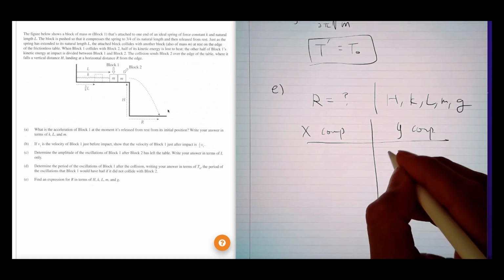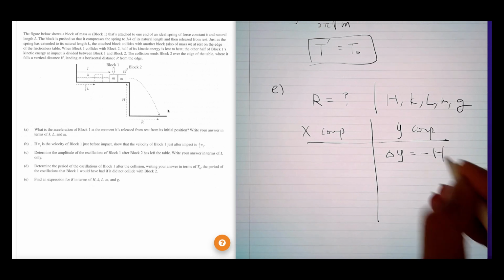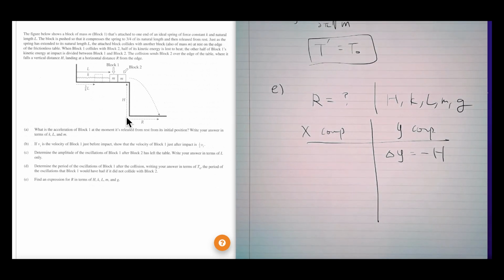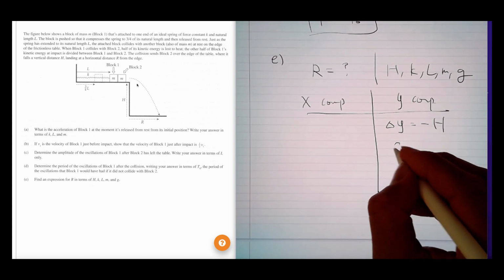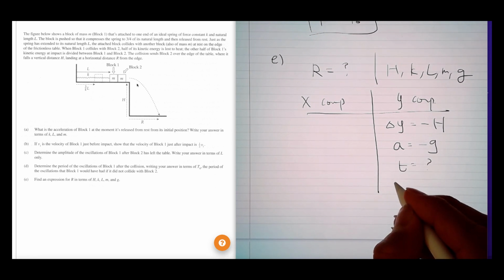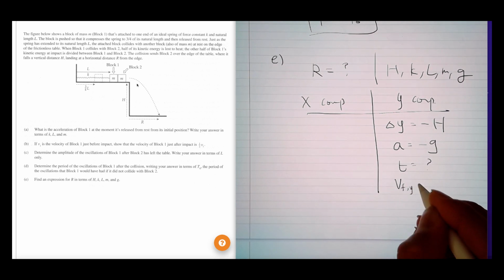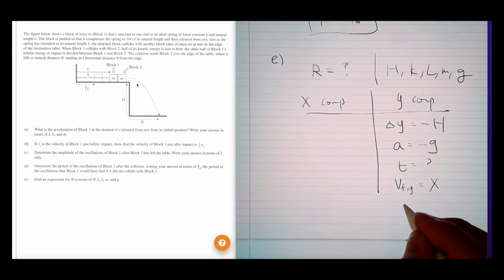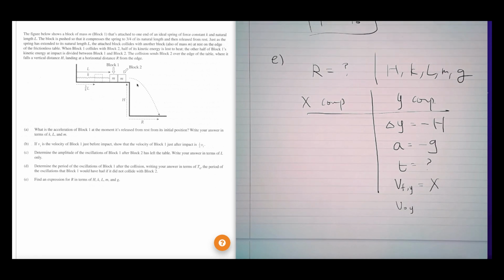In the Y component, we know the position change is negative big H because the final position is lower than the initial vertical position. And then the acceleration is negative G. The time is what we're looking for. Final velocity is not our interest. And then initial velocity in the vertical direction will be 0 because your blocks were only moving in the horizontal direction, perpendicular to the vertical. So that's going to be 0, thank God.